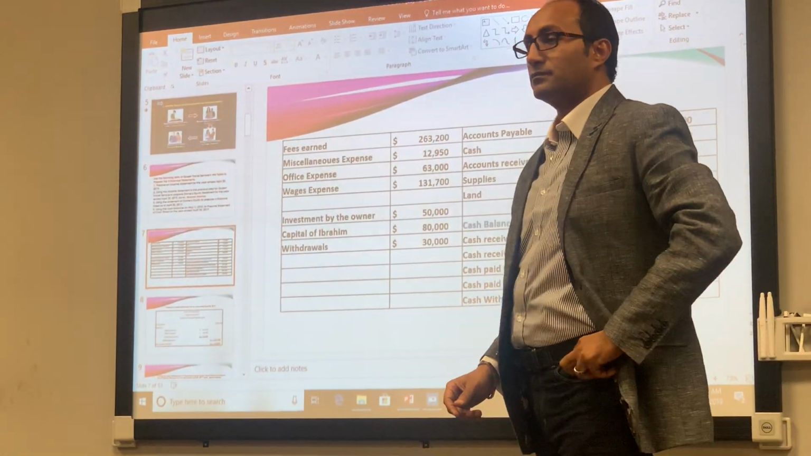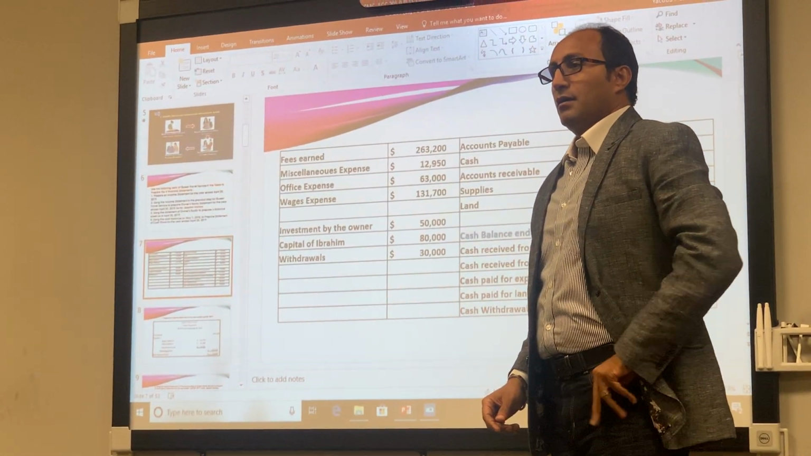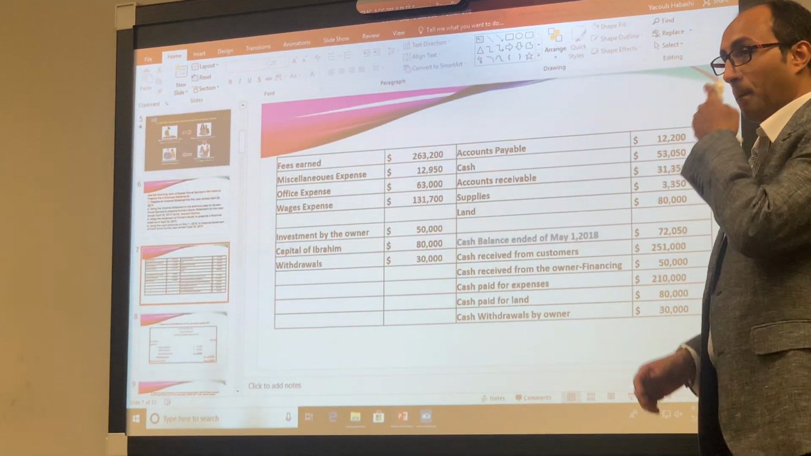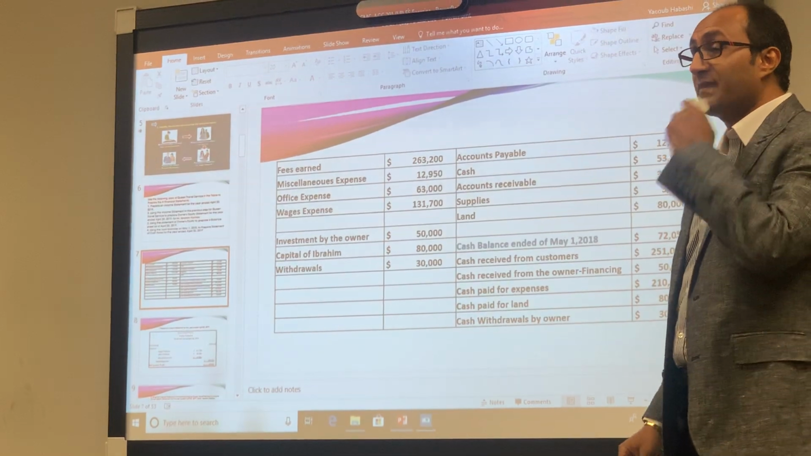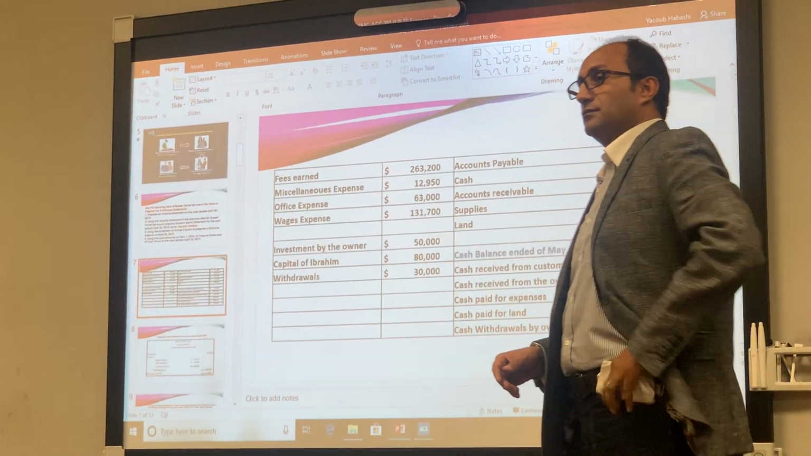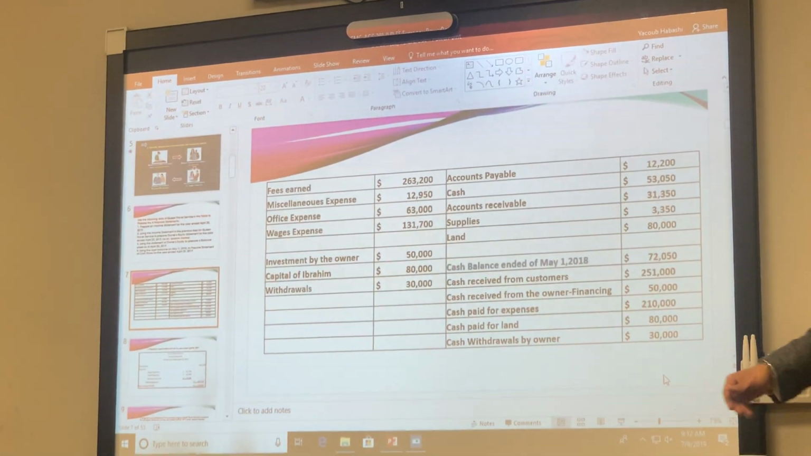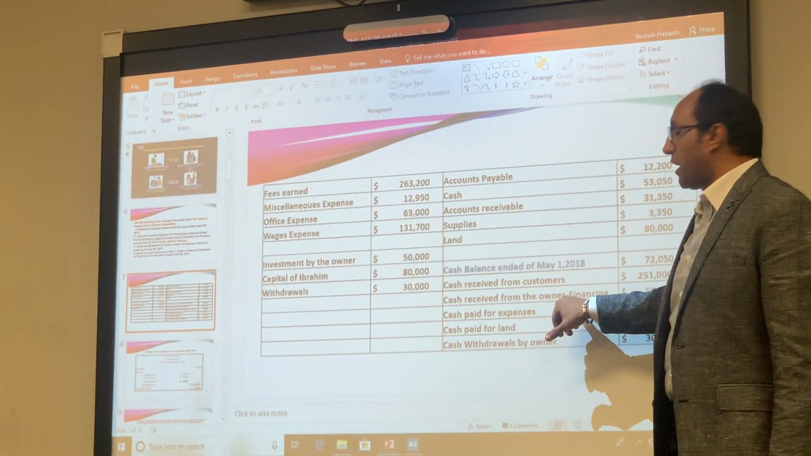So what you're taking from the balance sheet to the cash flow, is that just cash? What are you taking from the balance sheet to put in the cash flow statement? Cash. Okay, so you're not taking accounts receivable, accounts payable, none of that, just the cash part? Yes. Okay. Cash received from the owner.